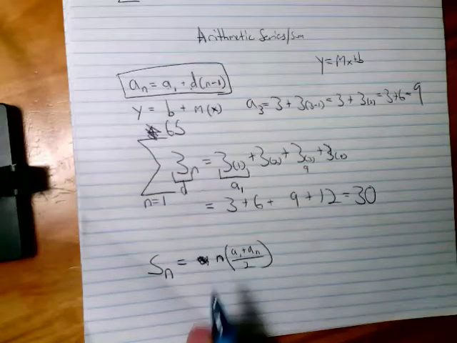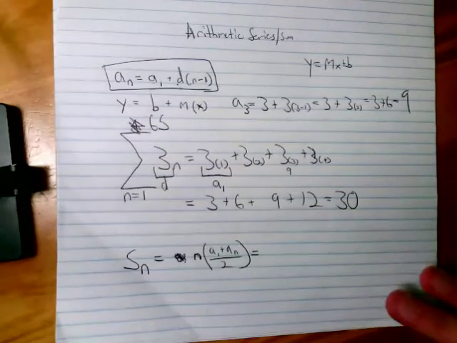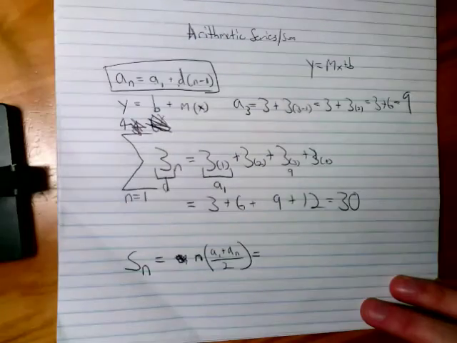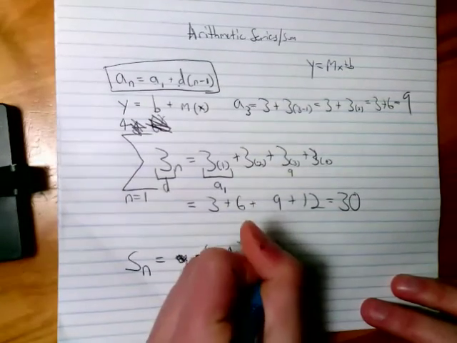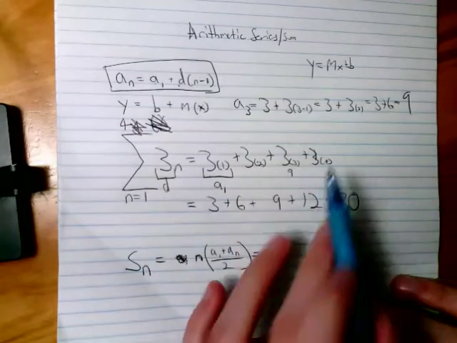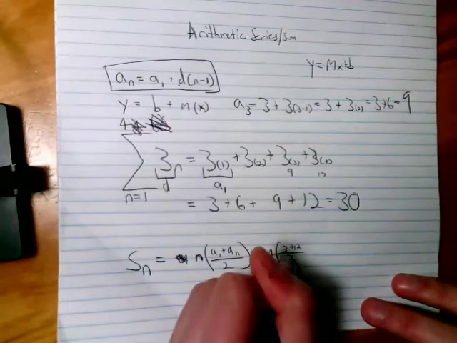You may think, does this even work? It does. Okay, we'll do it on this one. It goes up to 4, right? So it's 4 times a of 1, which is 3, plus a of n, which is 3 times 4, is 12. So 3 plus 12, over 2.